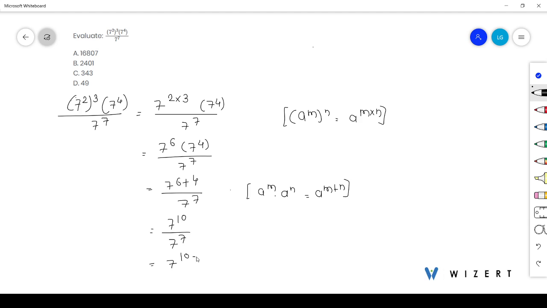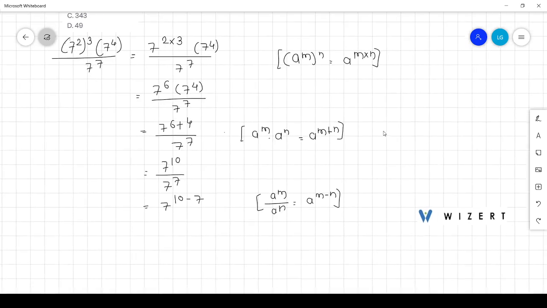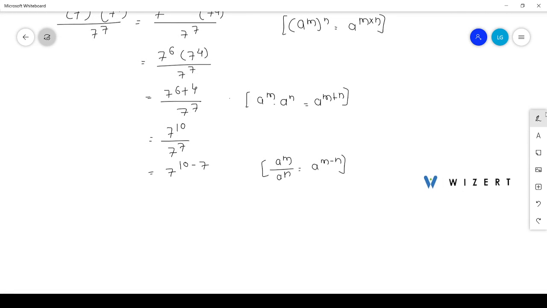We can write this as 7 to the power 10 minus 7, because a to the power m divided by a to the power n is a to the power m minus n. So 7 to the power 10 minus 7 is 7 to the power 3.